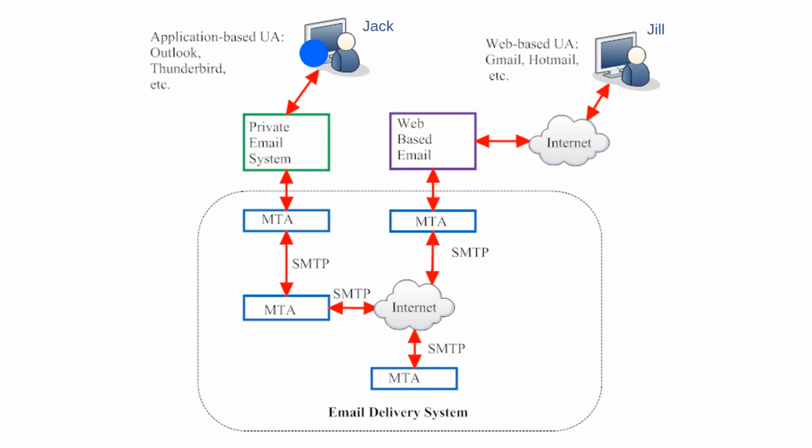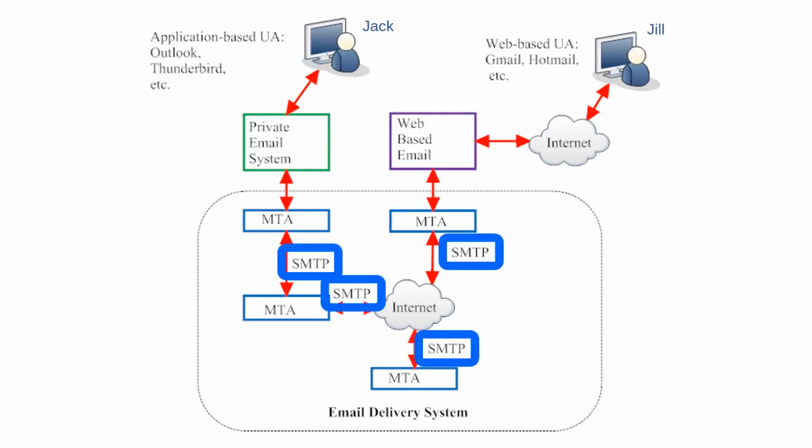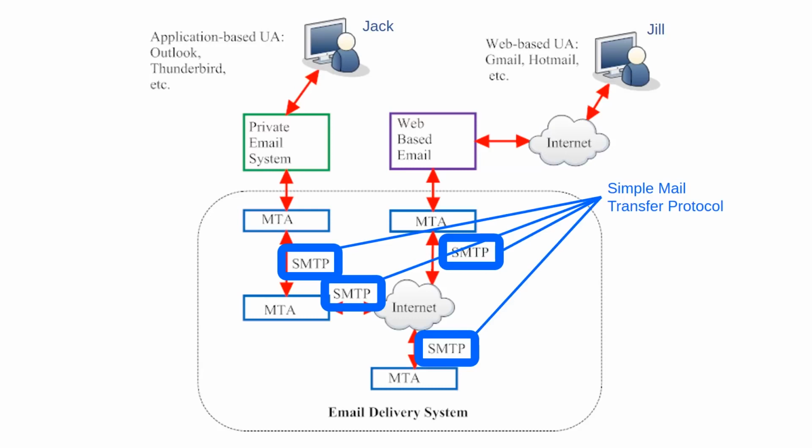In this illustration, you can see that the connections between message transfer agents are labeled SMTP. SMTP stands for Simple Mail Transfer Protocol, which is the communications protocol that message transfer agents use to communicate with each other. You might think of SMTP as the language of email servers, kind of like how Internet Protocol is the language of the Internet.